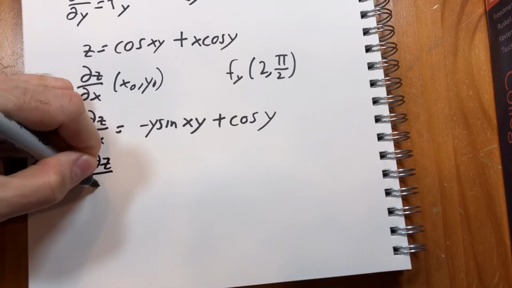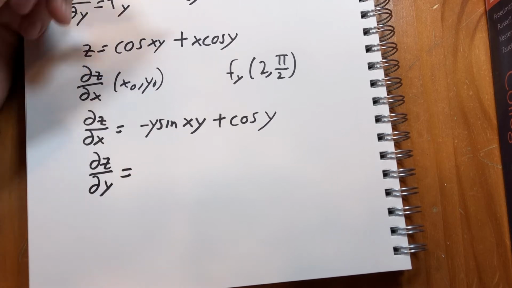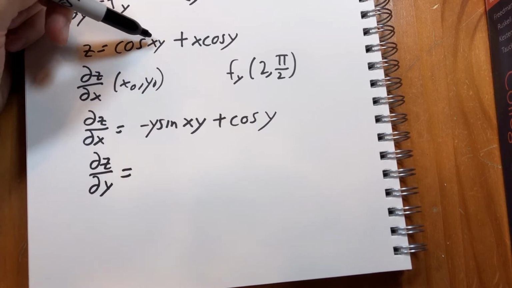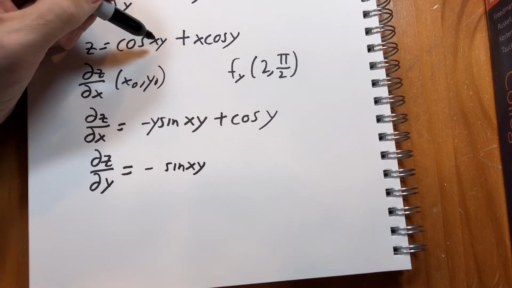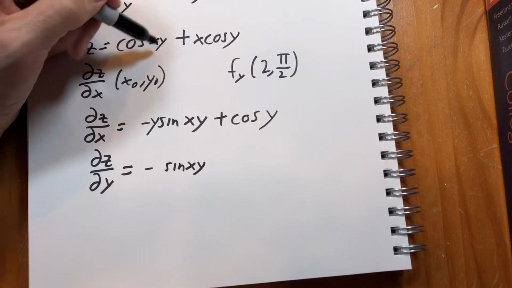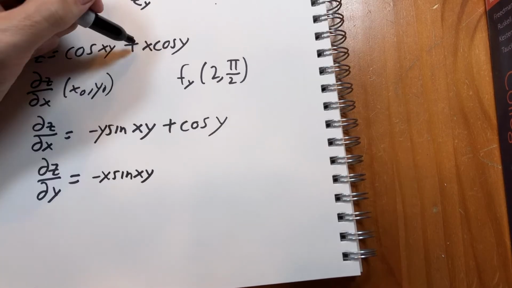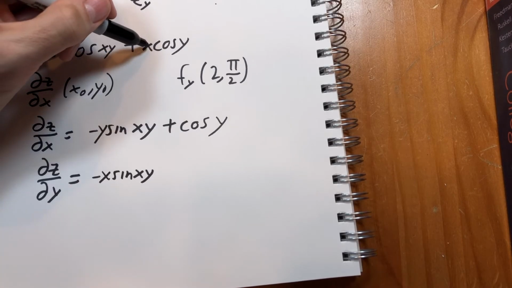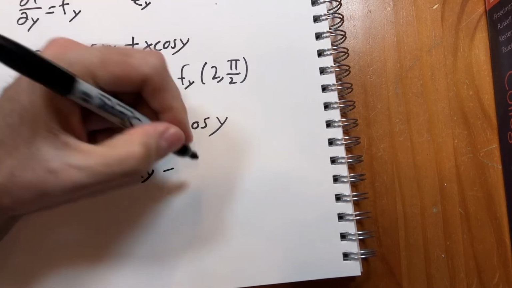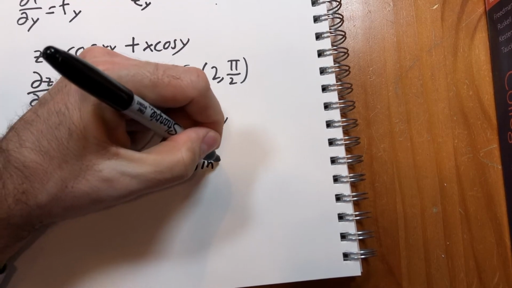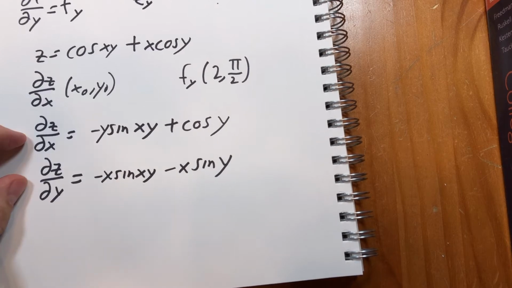Now to take the derivative of this with respect to y, this time we hold x constant, and this is almost the same thing. So it's minus sine, but now x is constant, so you take the derivative of what's inside, which is just x. And then this time, x is constant, so we take the derivative of cosine y, and we have minus x sine y. Okay, so these are our derivatives.